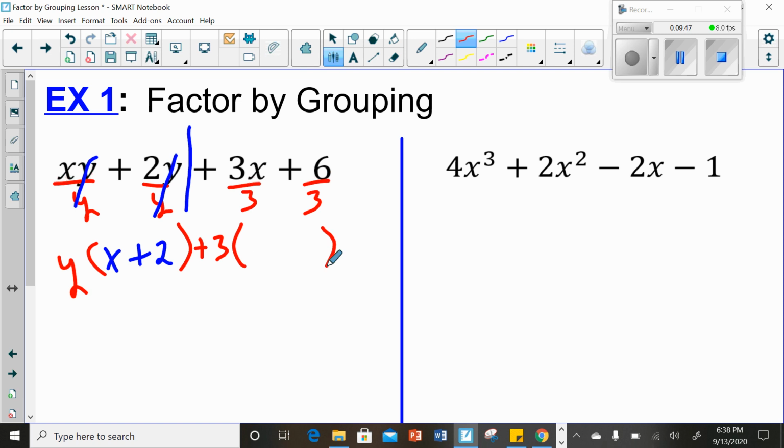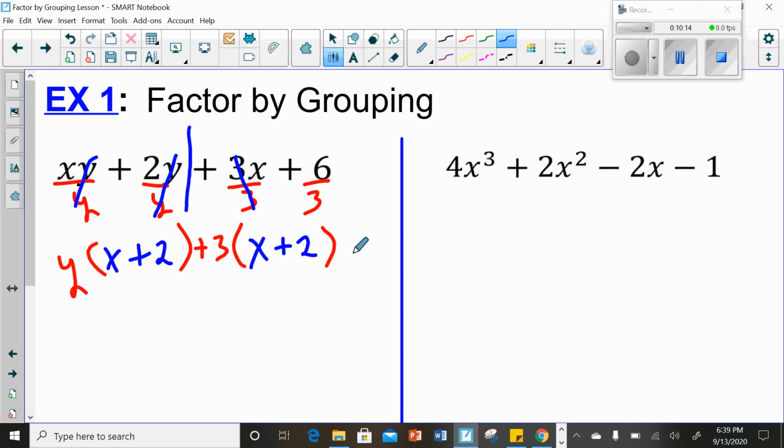So you see what's left in the grouping. The 3's divide, and I have an x, which is exactly what I'm looking for, so these match. And then 6 divided by 3 is a positive 2, and again, matches here. So notice again what we have in parentheses is the same. So y is a factor and x plus 2 is a factor of this whole term. 3 is a factor and x plus 2 is a factor of this whole term.